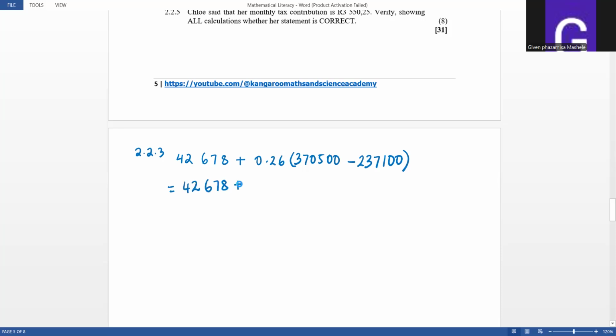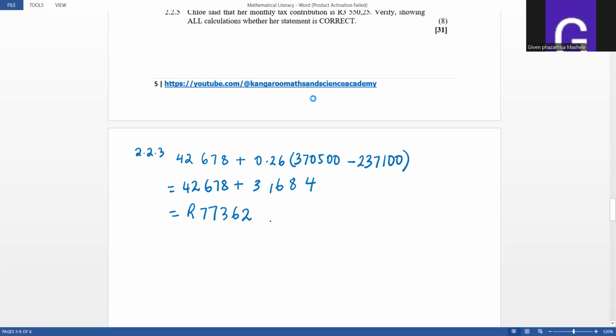So we're going to get 42,678 plus the 26% of the difference. So 0.26 times 370,500 minus 237,100. This will give us 34,684. Then we add the two amounts, plus 42,678. This will give us an amount of 77,362. That's why they've used this as the minimum.